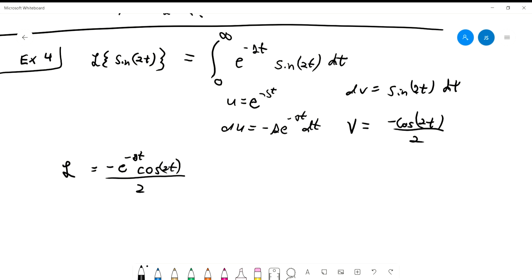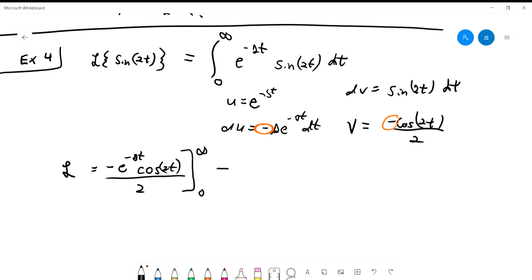That's going from 0 to infinity, minus the integral of v du. We got a minus sign here, a second minus sign here, and the integration by parts formula will give us a third minus sign. So this whole thing is still going to be minus.